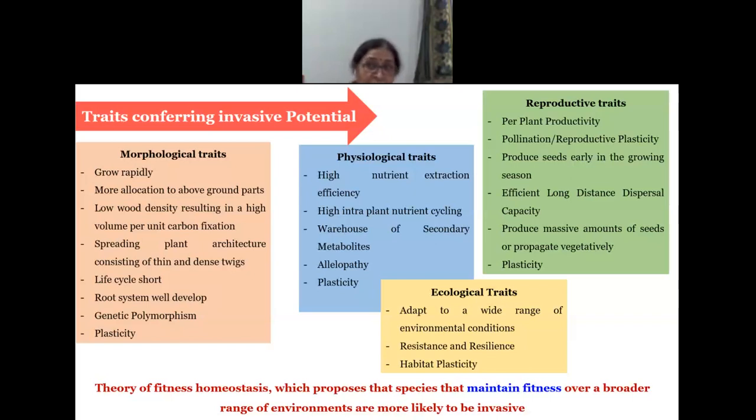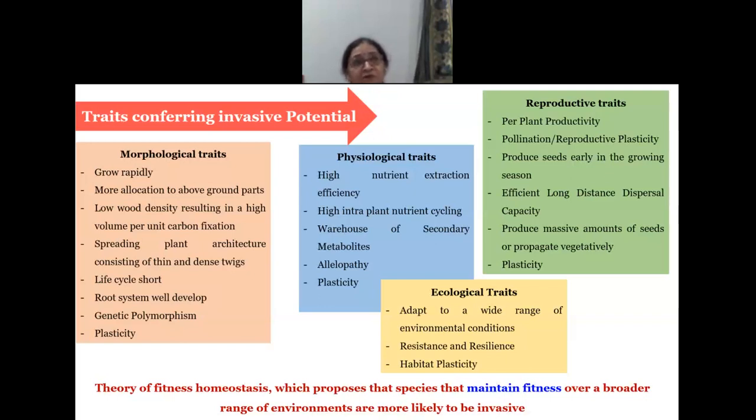Likewise, these plants have certain physiological traits like high nutrient extraction efficiency. Because of the long root system, they are physiologically strong to absorb more and more water and nutrients from the soil. Then internal cycling of these nutrients is also very fast. They make secondary metabolites. When they think that now the time is not good for primary growth, they convert these primary metabolites into secondary metabolites, they store secondary metabolites, and then they variously utilize the secondary metabolites for well-being.